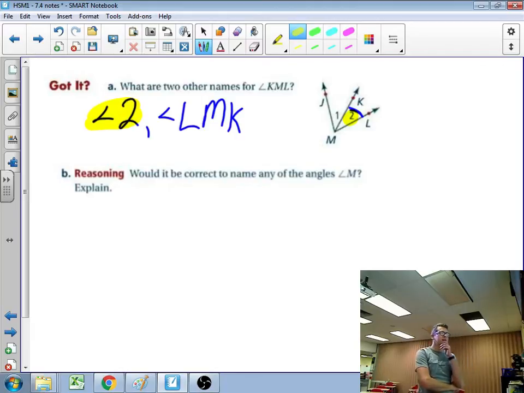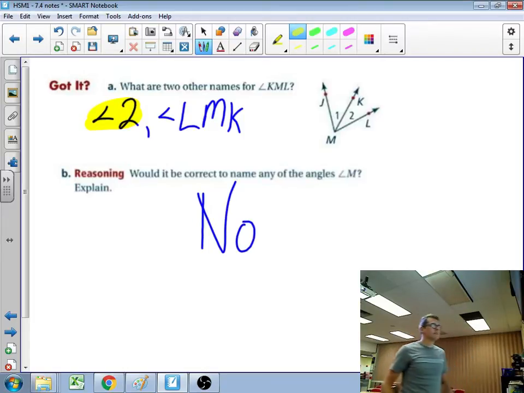And then B asks a really great question. Would it ever be correct to name this angle that we were just dealing with, this angle right here, would it ever be correct to name that angle M? So think about that for a second. M here could relate to the angle that we were just dealing with, so like here could be angle M, or M is also the vertex for this angle, or M is also the vertex for the larger angle created by adding them both together. So the answer there would be no. We cannot use M as the name of the angle because it's not specific enough. It would leave too much question of which angle it is that you're actually talking about.